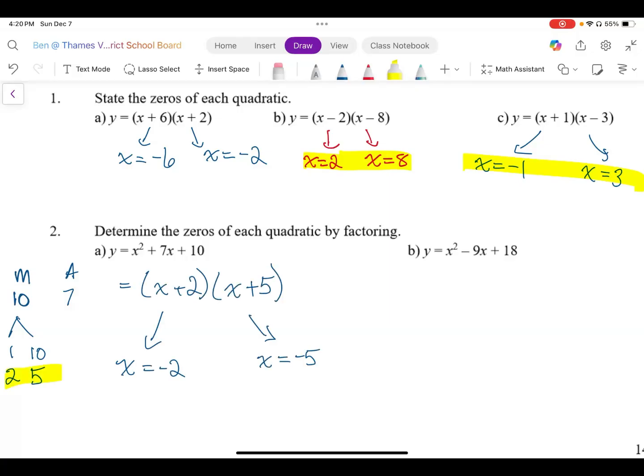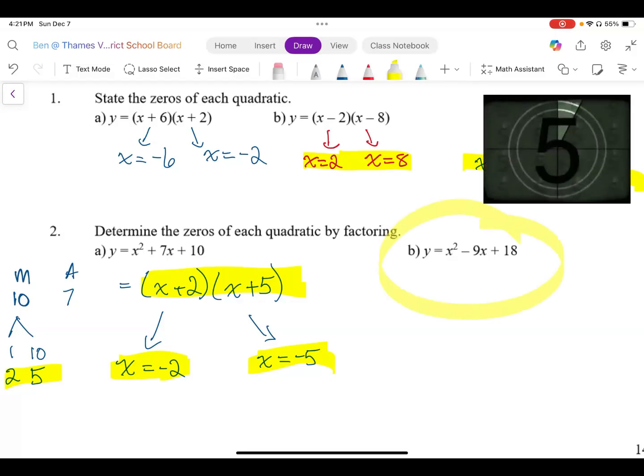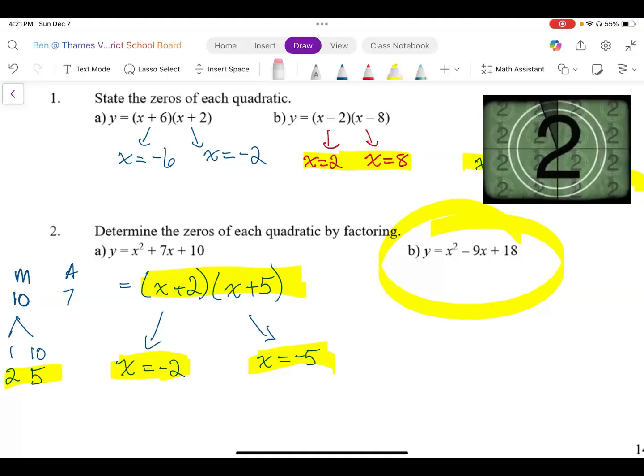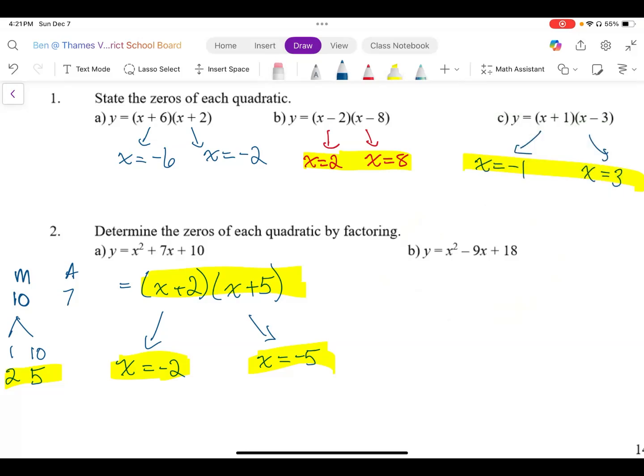Good, so in this case, we found the two numbers we were looking for, 2 and 5. We put it into factored form, and then from each of those factors, we changed around the sign of the s and t values. That is, the zeros are found at x equals negative 2 and x equals negative 5. I want you to try out question B, same thing. State the locations of the zeros, pause and unpause to see how you did.